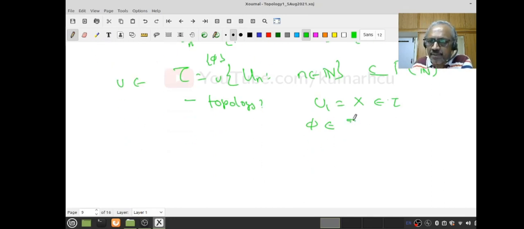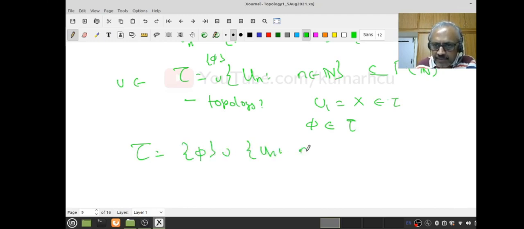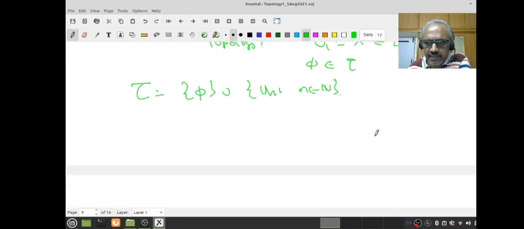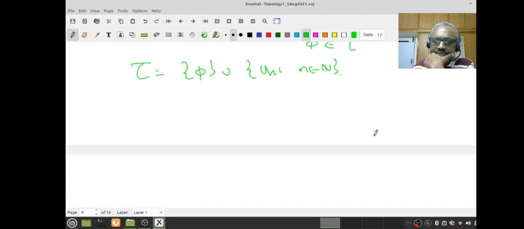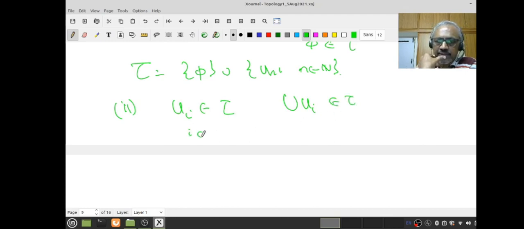So the first condition is satisfied. So what is my tau? Tau is the empty set union U_n as n varies over N. Alright. Now what do I have to do next? Arbitrary collection. Suppose U_i belongs to tau. I want to know whether the union of U_i belongs to tau. Now each of the U_i belongs to tau. If suppose it's empty, I don't have to worry about it. Either U_i is empty, in which case let's not worry about it. Suppose it is not empty.